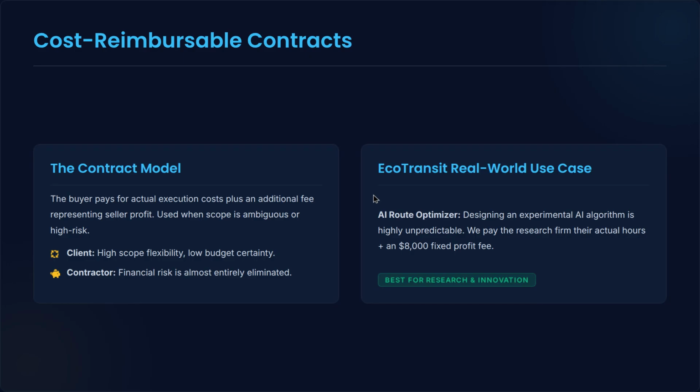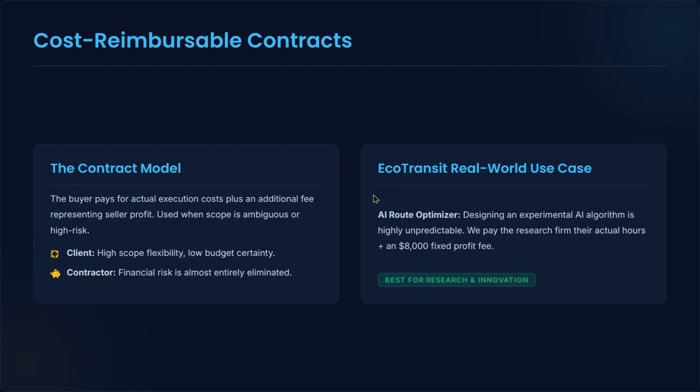The contractor perspective, zero financial risk. They know every single dollar they spend on engineering or research will be reimbursed, plus they get their guaranteed profit margin. In our EcoTransit project, we need to design an experimental AI algorithm that predicts city bus arrival times based on real world traffic patterns.